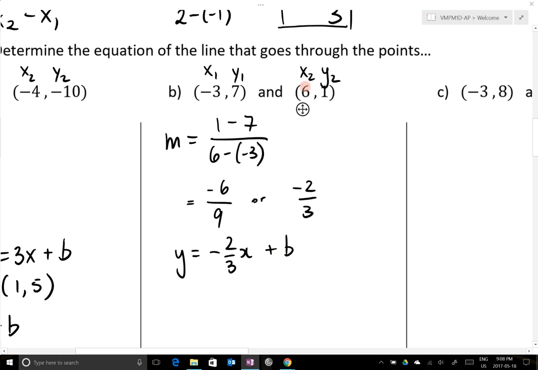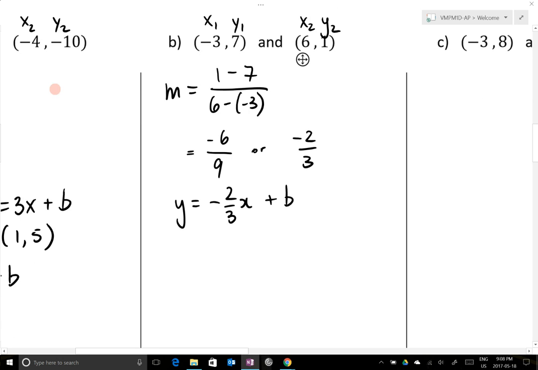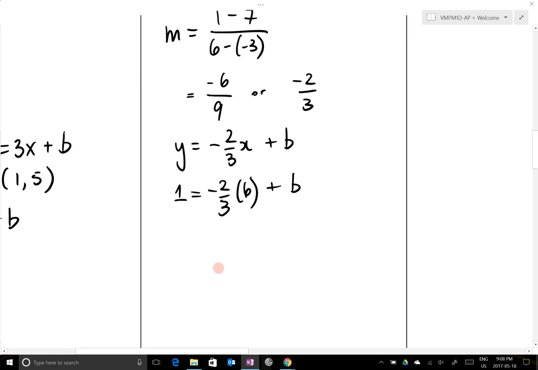I'm going to choose to substitute the second point this time just to show you that it still works. So if y is equal to 1, I'm going to replace the y with a 1. Negative 2 over 3 multiplied by x, so that's 6. And then plus b, okay? What's 2/3 of 6? Well, that's just going to be negative 4, okay? So negative 4 plus b equals 1.